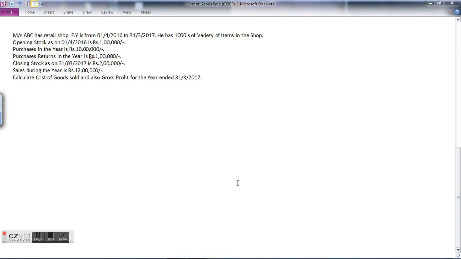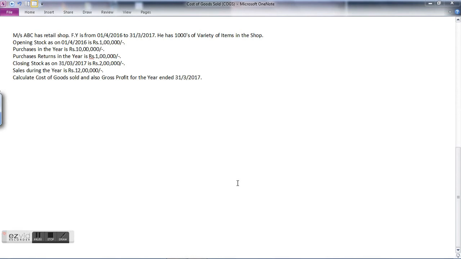So this is the opening stock, the total opening stock of all the 1000 varieties of items. Then purchases in the year, the total purchases of all the items in the shop, is rupees 10 lakhs. Purchase returns in the year is rupees 1 lakh. Closing stock as on 31st March 2017 is rupees 2 lakh. Sales during the year is 12 lakh. Calculate cost of goods sold and also gross profit for the year ended 31st March 2017.